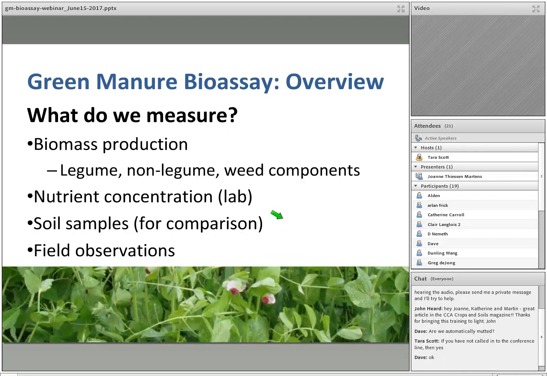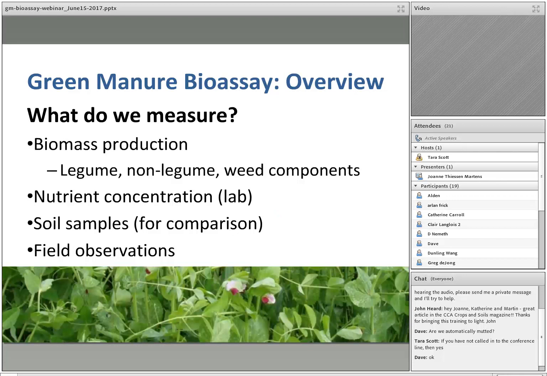So what are we going to measure in this green manure bioassay? We want to measure the plant biomass production, and we want to know how much of that is a legume, how much is non-legume, and how much is weeds. And you'll see how that information becomes important a little later on.